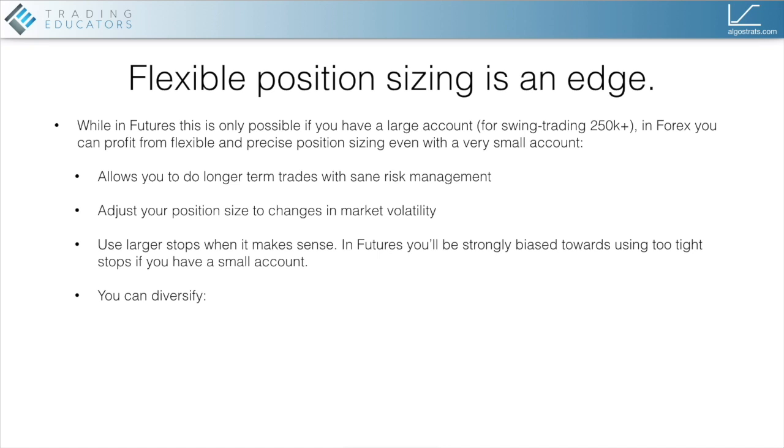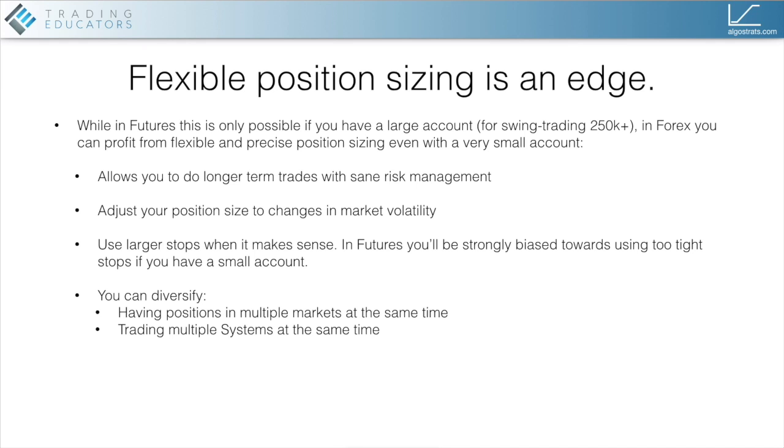And of course, it allows you to diversify, which really is an edge in my opinion, because you can have multiple positions in different markets at the same time, even if you have a small account. In Forex, you can just split up the risk by reducing your position size and trading, for example, 10 markets at the same time. And that also allows you to trade multiple systems at the same time without running against any risk issues, because you can just scale down the position sizes so that it works out fine overall in your complete portfolio. And if you're trading systems or different methods, that's really a big edge here.